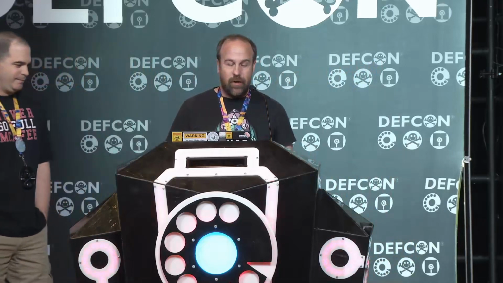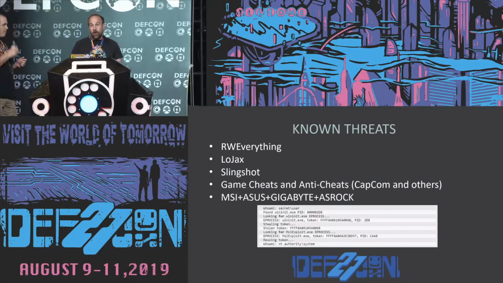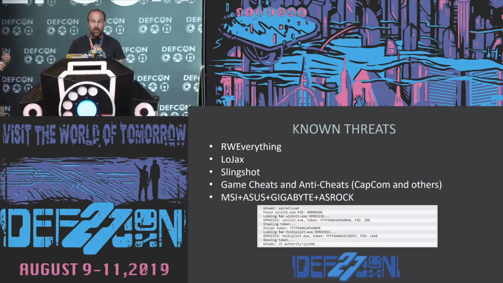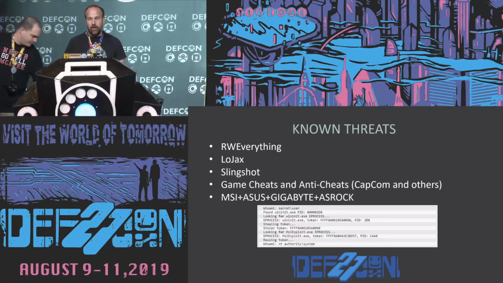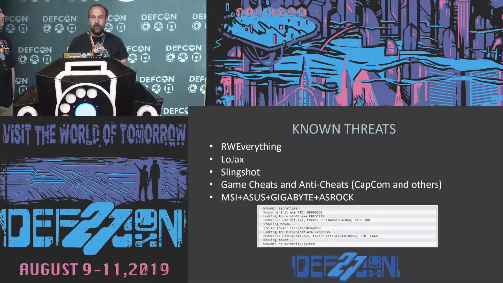So let's take a look at some of the issues that we've seen in the past with signed drivers. One example that a lot of people know about is RWEverything. There's also LoJax, one of the more interesting malware that we saw that was using signed drivers. Slingshot was another APT that was using this class of driver specifically to bypass Windows protections. We've also seen this type of driver being used by game cheating engines or anti-cheat software.